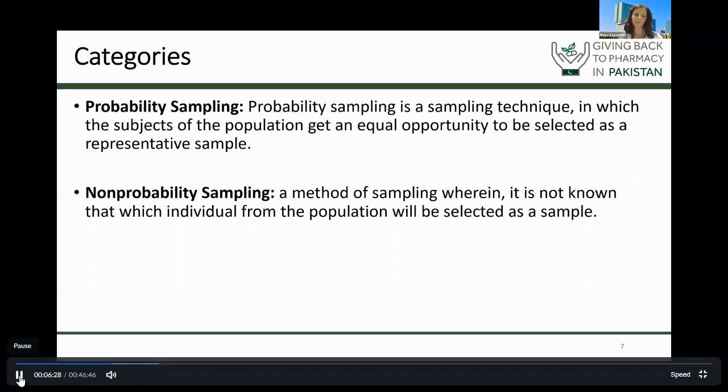This means that they probably don't have an equal opportunity of being selected into your sample. And non-probability sampling introduces problems like bias and confounding, which affects your statistical analysis and the significance of the results you will come up with. And we will discuss this later.